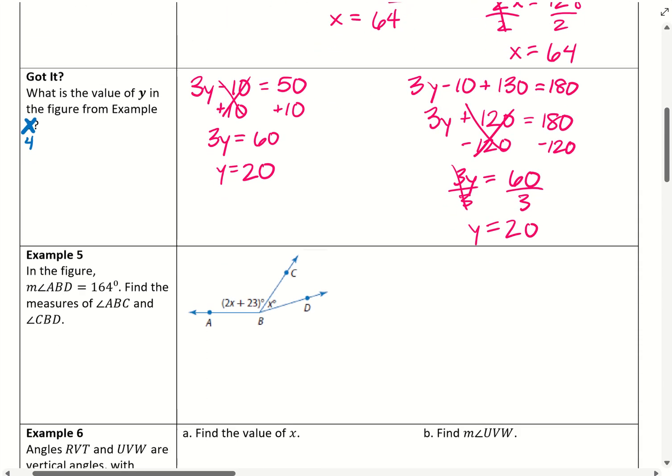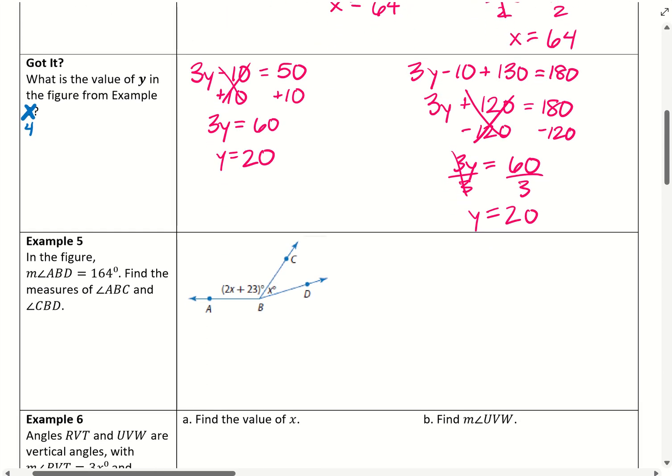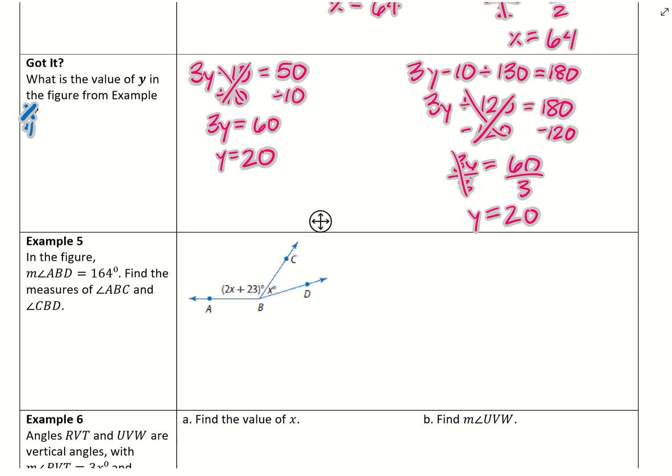All right. Next up, we have example 5. In the figure, the measure of angle ABD equals 164 degrees. Find the measures of angle ABC and angle CBD. So all this is, guys, when it says measure of angle ABD, it's just telling us the path to follow. Okay, so here we have ABD. Here we have ABD, and we're just going to follow that path. So we're going to go from A to B to D. Okay, that's our path there.